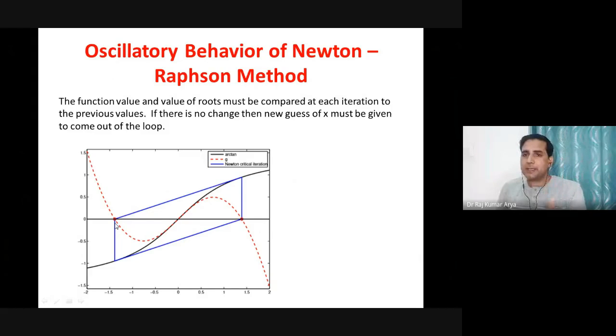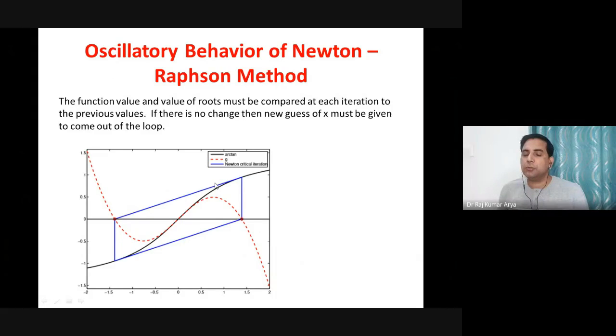So that needs to be checked. At each trial, I should check the difference between the new calculated value and the old calculated value of the root, because each trial is a root only. Maybe it may be a perfect root or not. So you have to check. In this case, by chance this is happening.